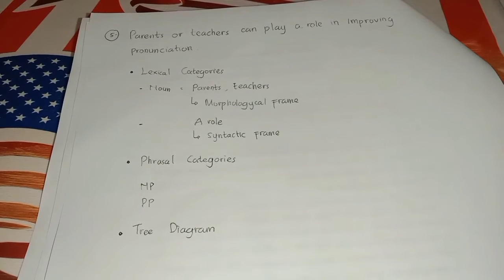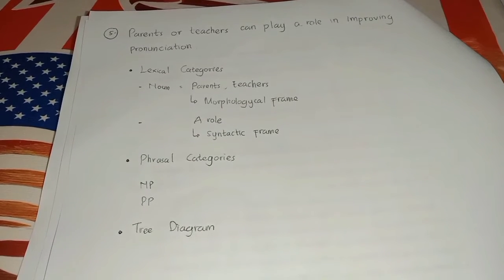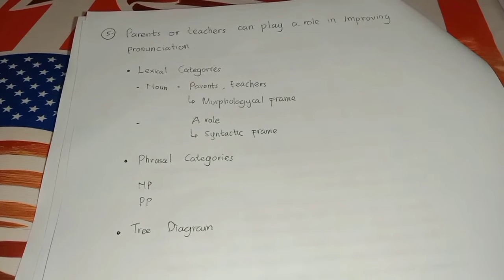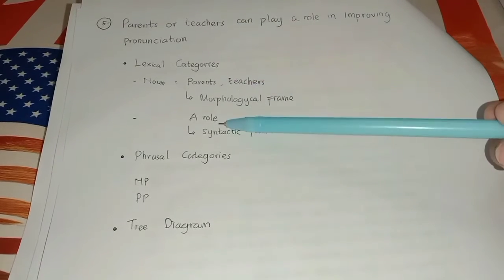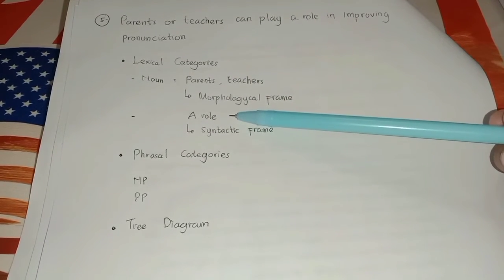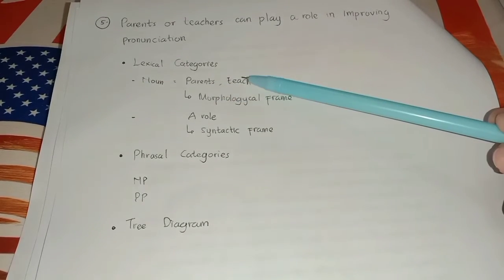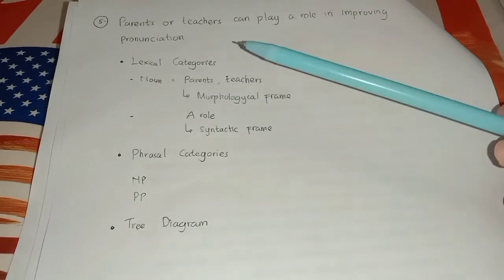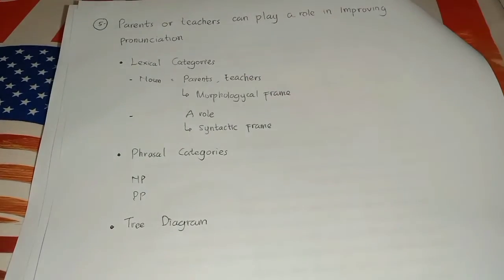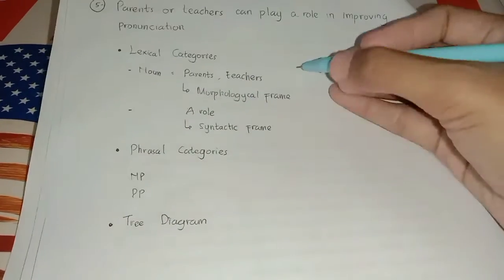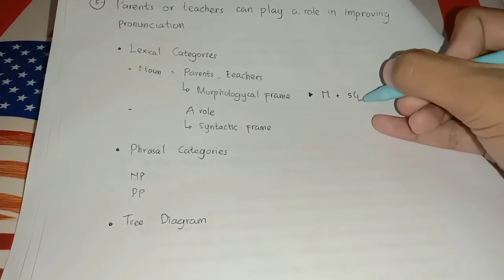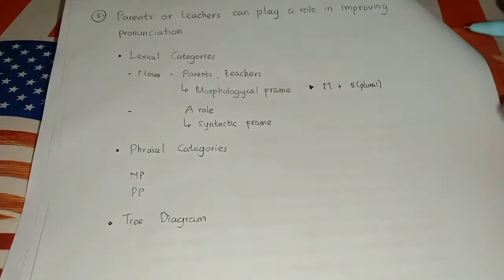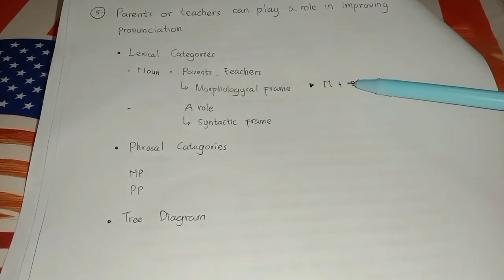Okay, the fifth sentence is "parents or teachers can play a role in improving pronunciation." In this sentence, I found three lexical categories. The first one is parents, the second one is teachers, and the last one is a role. Parents and teachers are included in the morphological frame because they are formed by noun plus s as plural, so that it becomes parents and teachers. So parents and teachers are nouns.